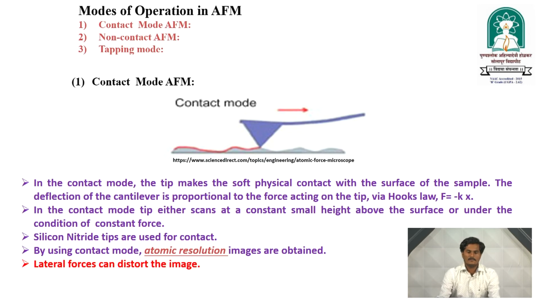In contact mode AFM, silicon nitride tips are used for scanning the surface of the material, and by using contact mode AFM, atomic resolution images are obtained. This is one of the best advantages of contact mode AFM. The lateral forces can distort the image; this is one of the disadvantages related to the contact mode AFM technique.